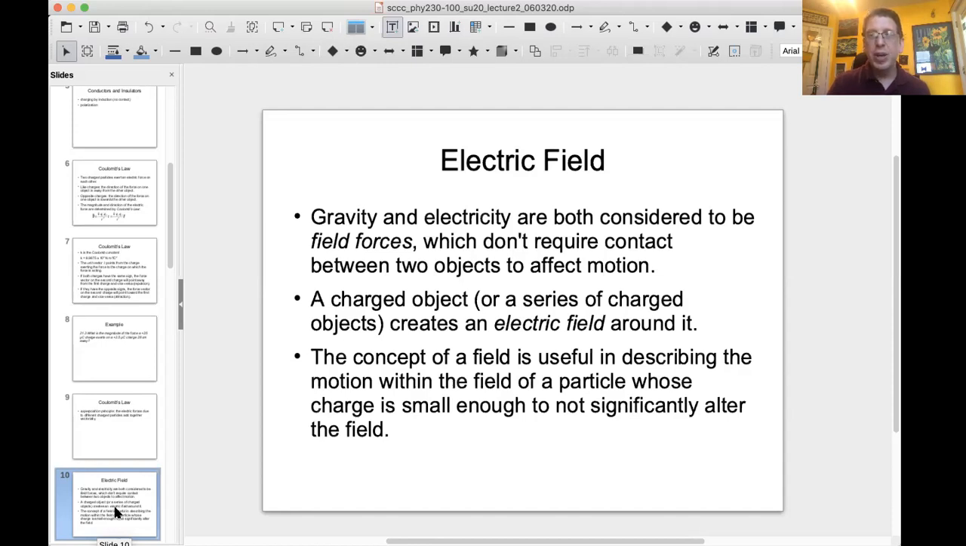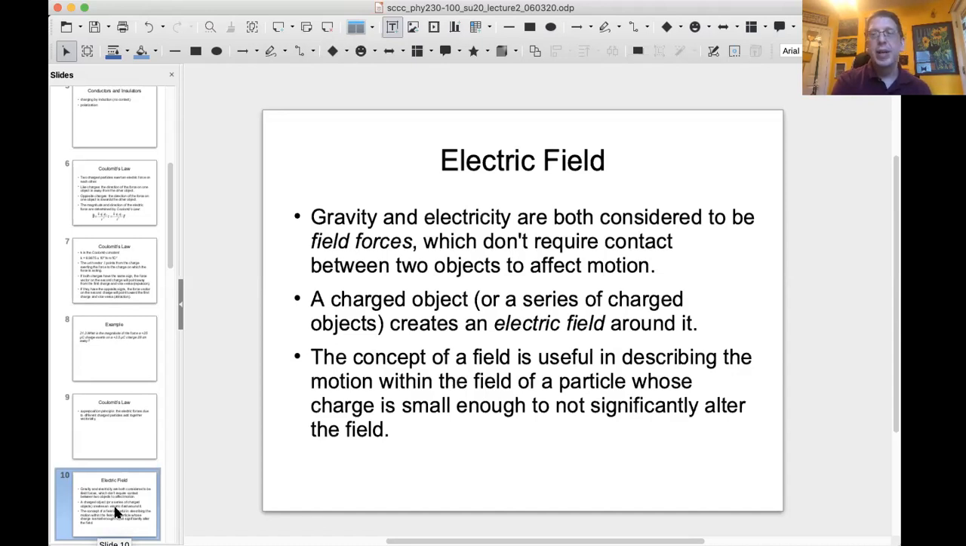So one way of looking at it is that a massive object creates a gravitational field around it, and charged objects create electric fields around themselves. A charged object that's moving within the electric field is going to be influenced by that field. It's useful in a couple of circumstances.